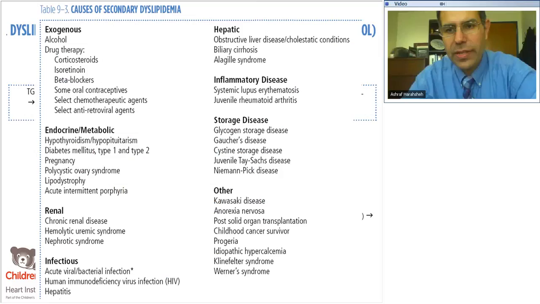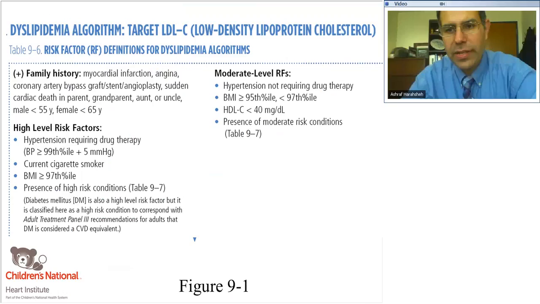Now, you always have to exclude secondary causes of dyslipidemia. Drug therapy: I see many kids with HIV who are receiving anti-HIV therapy, and it can cause hyperlipidemia. Children with nephrotic syndrome can present with hyperlipidemia as well. Thyroid dysfunction can also present with hyperlipidemia. So you have to make sure that you are assessing the patient for any other underlying disorder before we label it as genetic hyperlipidemia. And we also want to go back and assess the patient's risk factors. You know, what's their body mass index, what's their blood pressure, and how is their HDL doing.